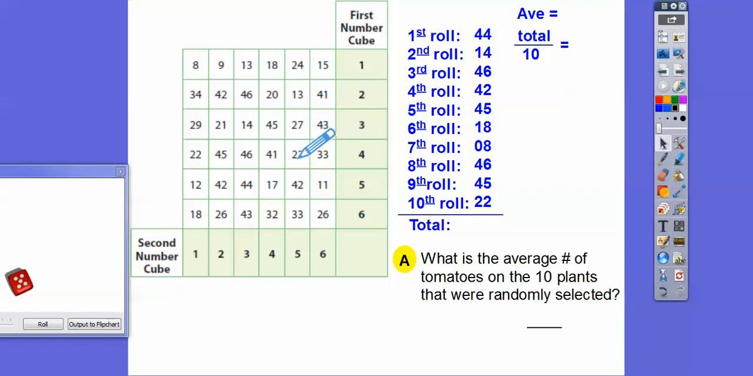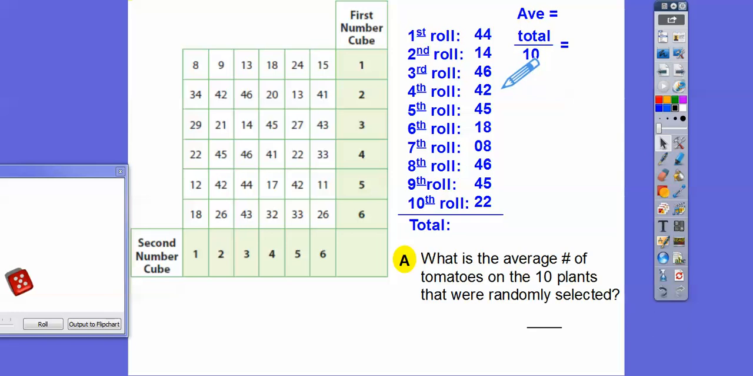So let's see if I can do this in my head. Okay, 44 and 14 is going to get me 58. Then 60 and 40 is 100, so 114 with the 46. 114, 156. Let's see.